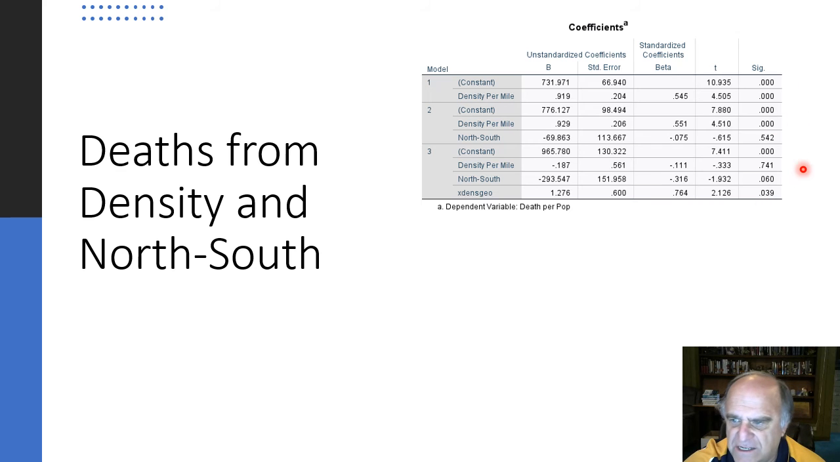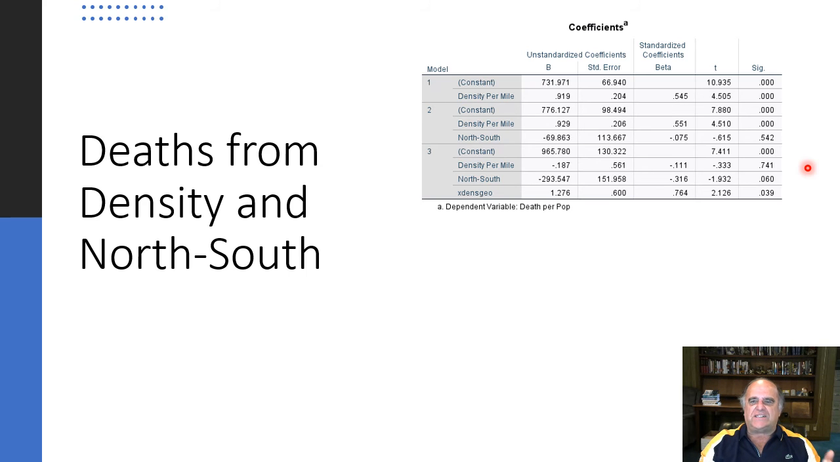What's interesting is the other two effects are no longer significant here. Now, we know density per mile did predict COVID deaths, but we see that when we now put in the interaction, it no longer even comes close to being significant. As a matter of fact, when we put in the interaction, for some strange reason, the region becomes close to being significant. But density per mile is no longer significant. So that's really pretty interesting.